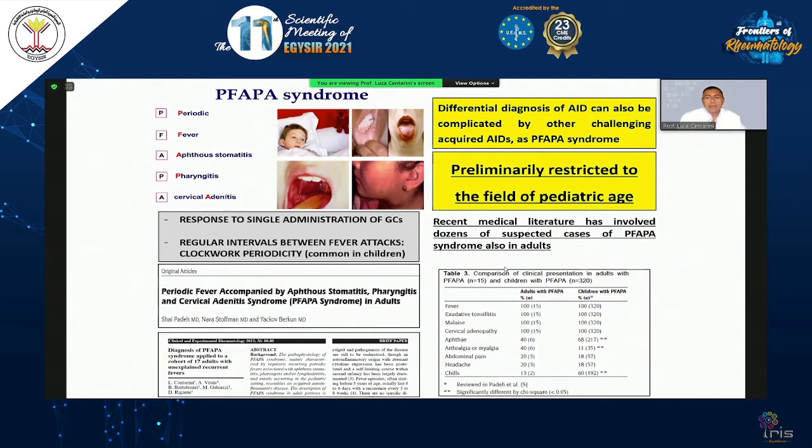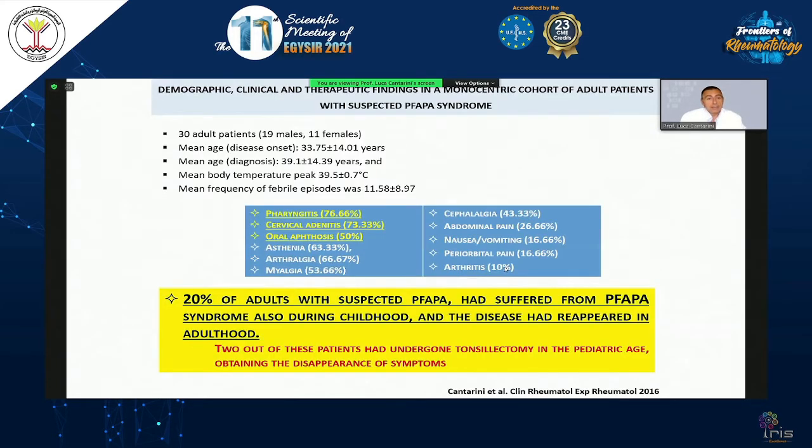Over the past years, recent medical literature has involved dozens of suspected cases of PFAPA syndrome also in adults. This is our experience. In this manuscript, we reported 30 adult patients affected with PFAPA. You can observe briefly the most common clinical manifestations in adult patients.